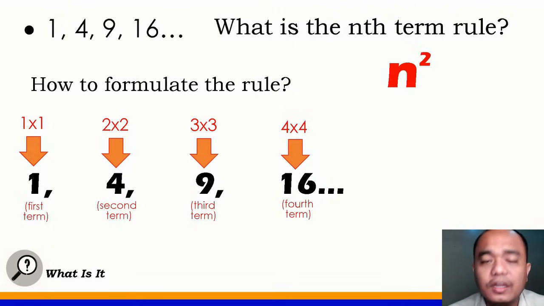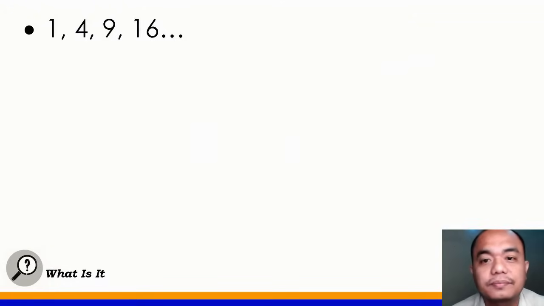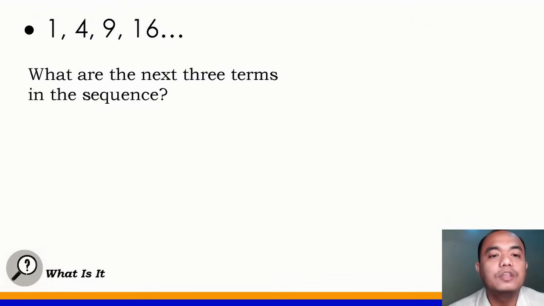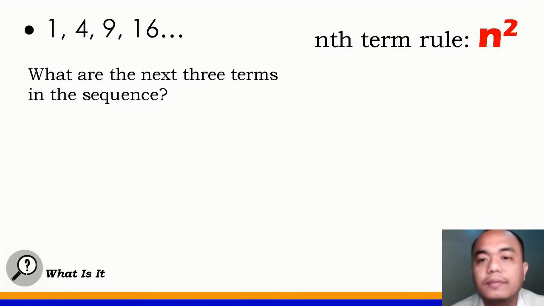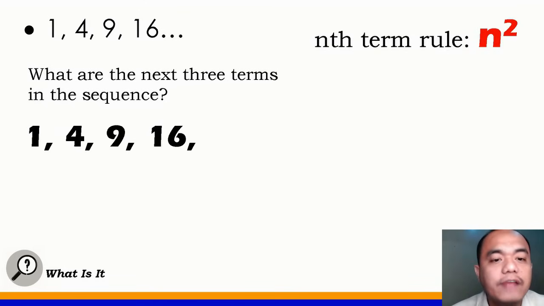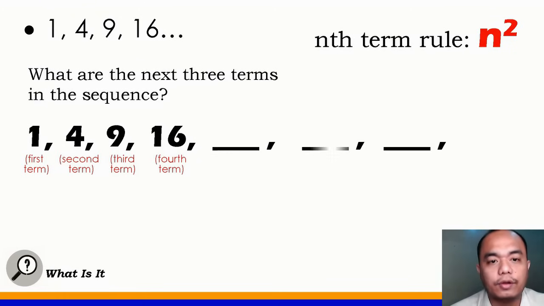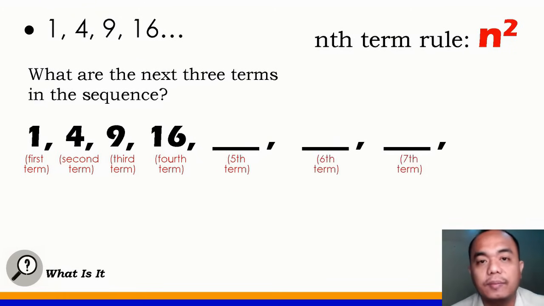But then, we will check later on if the n term we formulate is correct or not. Okay, let's try. So what are the next 3 terms in the sequence by using n squared? Okay, this one. So again, we have 1, 4, 9, 16. That's the first, second, third, and the fourth term. And we are looking for the 5th, the 6th, and the 7th term. Hinahanap natin yung pang-5, pang-6, at saka pang-7 na numero sa ibinigay na sequence.